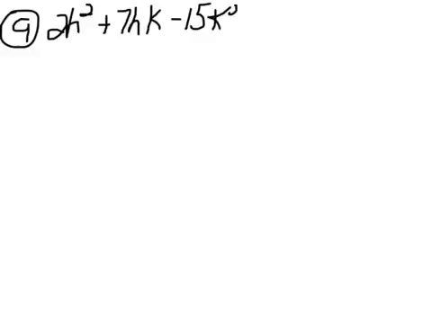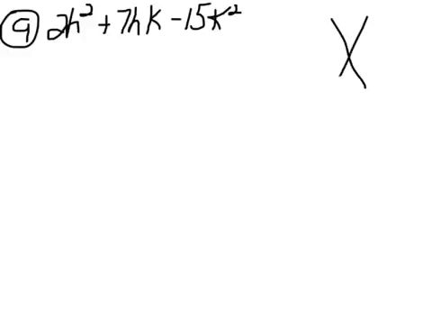29. 29 says 2h squared plus 7hk minus 15k squared. I'm going to do factoring by grouping again just because it gives you a way to get there without having to keep guessing, okay?